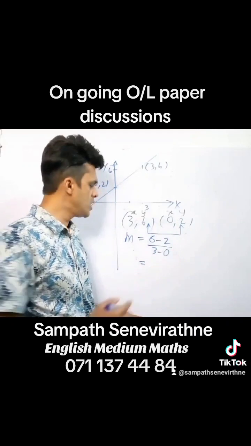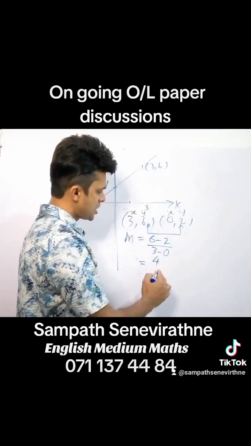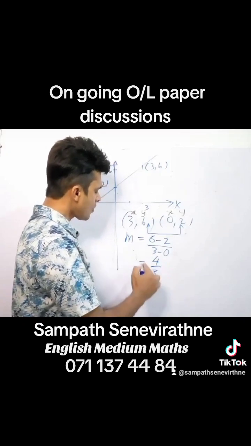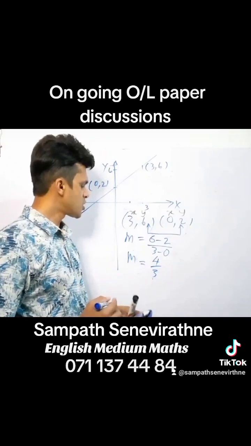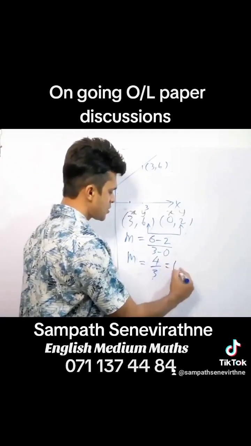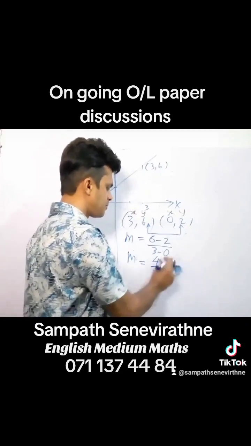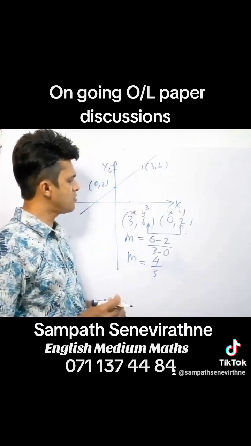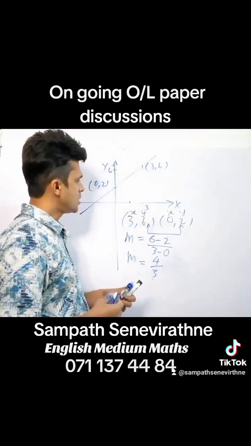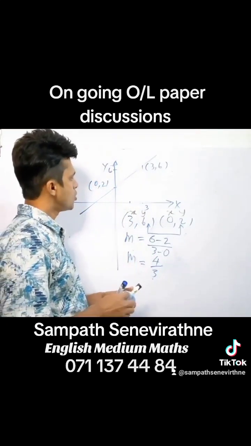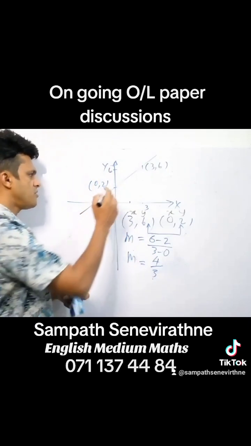6 minus 2 is 4. 3 minus 0 is 3. So m equals 4/3. This can be written as a mixed number, 1 and 1/3, or 4/3. So the value of m is 4/3. Bear it in mind.